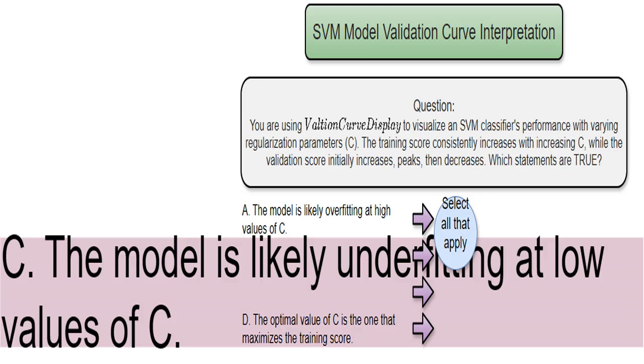Here, we consider the possibility of underfitting with low C values. Underfitting occurs when the model is too simple to capture the underlying patterns in the data.